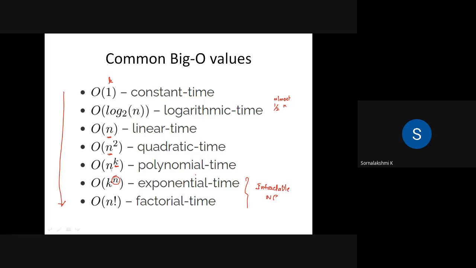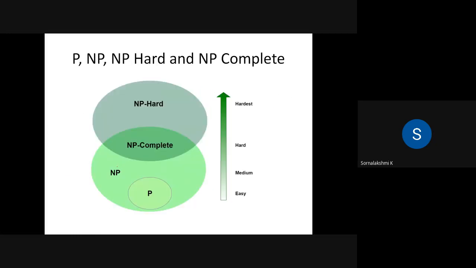So these two are exponential time and n to the power n and factorial time. These are the common notations that we use. And P, NP, NP hard and NP complete, we'll just see a quick overview that you might have already studied in DAA. Now, P is a class of problems that are solvable in polynomial time. And NP is a class of problems that are not solvable in polynomial time. They are more complex than P, but they can definitely be verified in polynomial time.